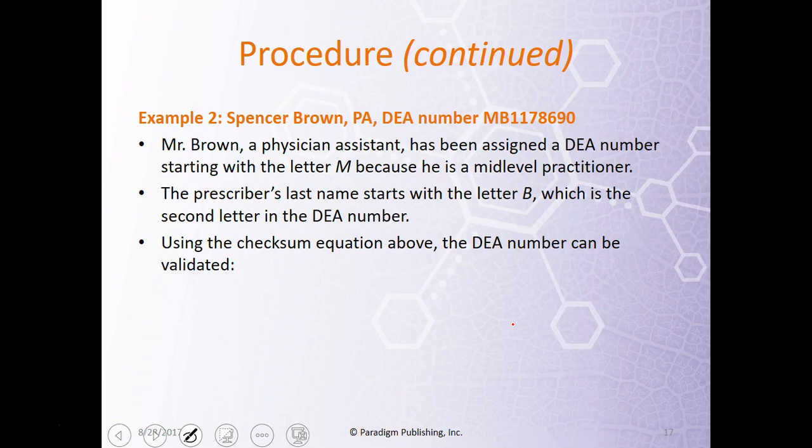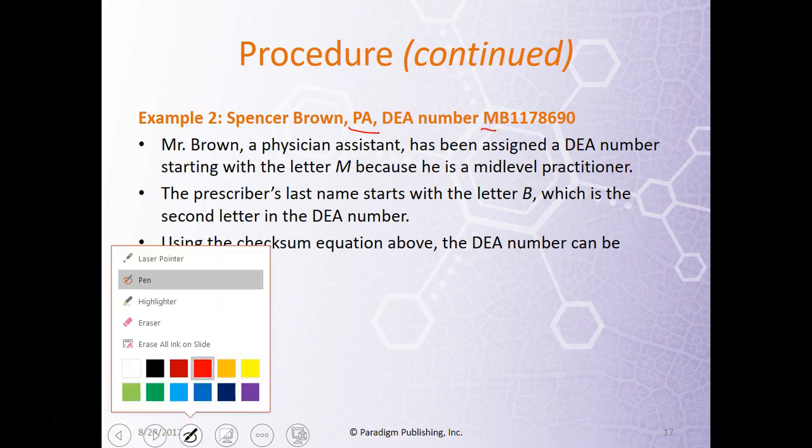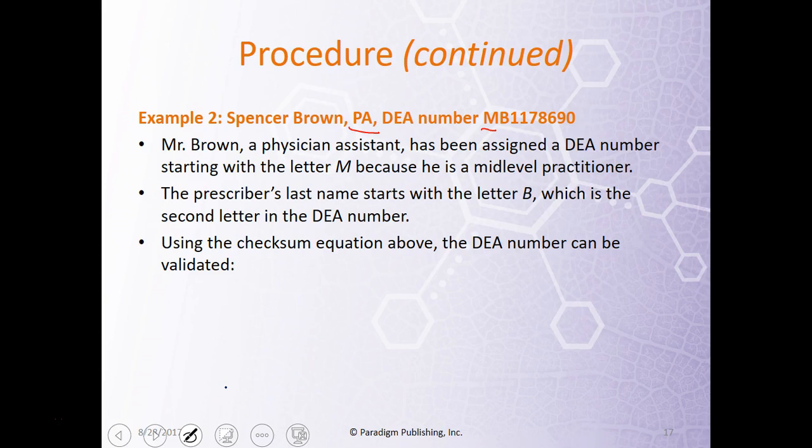So let's look at Dr. Spencer Brown as an example. I'm sorry, I said doctor. It's not a doctor. It's Spencer Brown, who's a PA. So a PA is a mid-level practitioner, which should begin with an M, and it does. Then we see the second is a B. Well, their last name starts with a B. So far, so good.